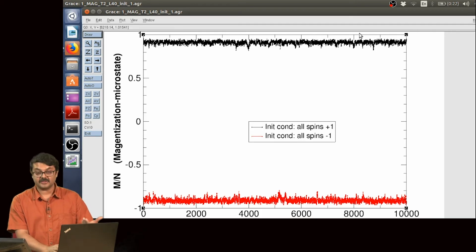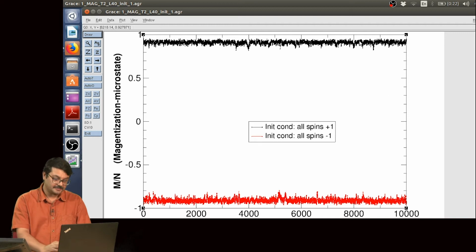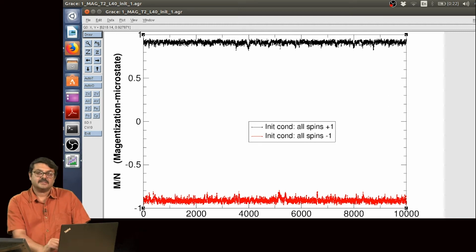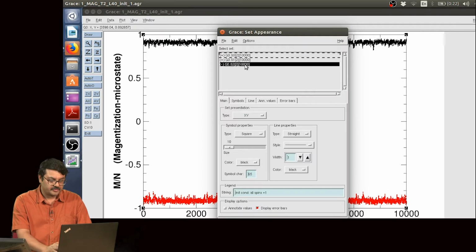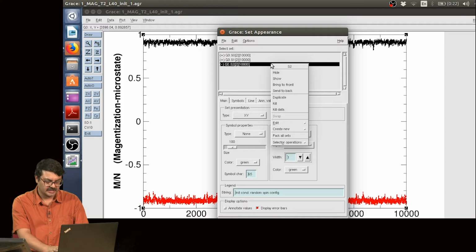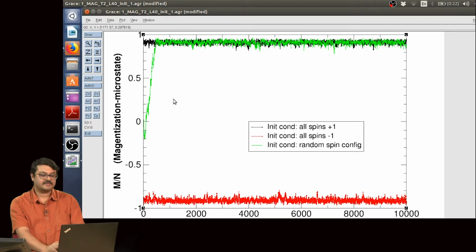Here the story is exactly the opposite, most of them are pointing up and a few are pointing down. The magnetic state remains the same statistically, thermodynamically, right. But suppose we started with a random initial condition, what would we get? Should be something similar, and I have already run the code and I am just plotting the data for you with the changed initial condition, and that is this green graph.